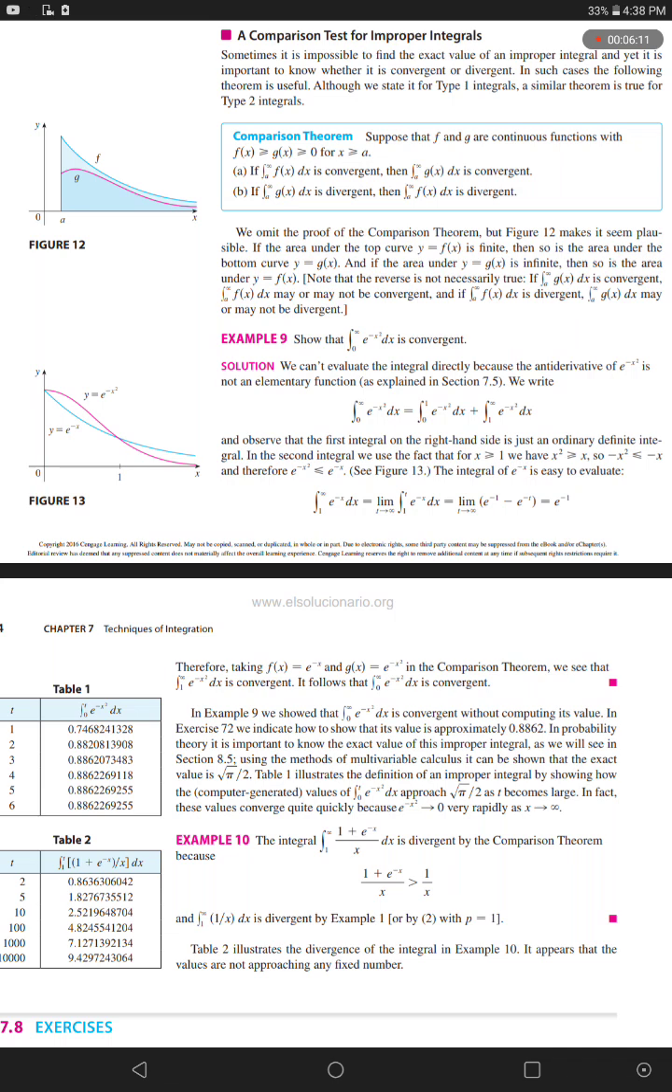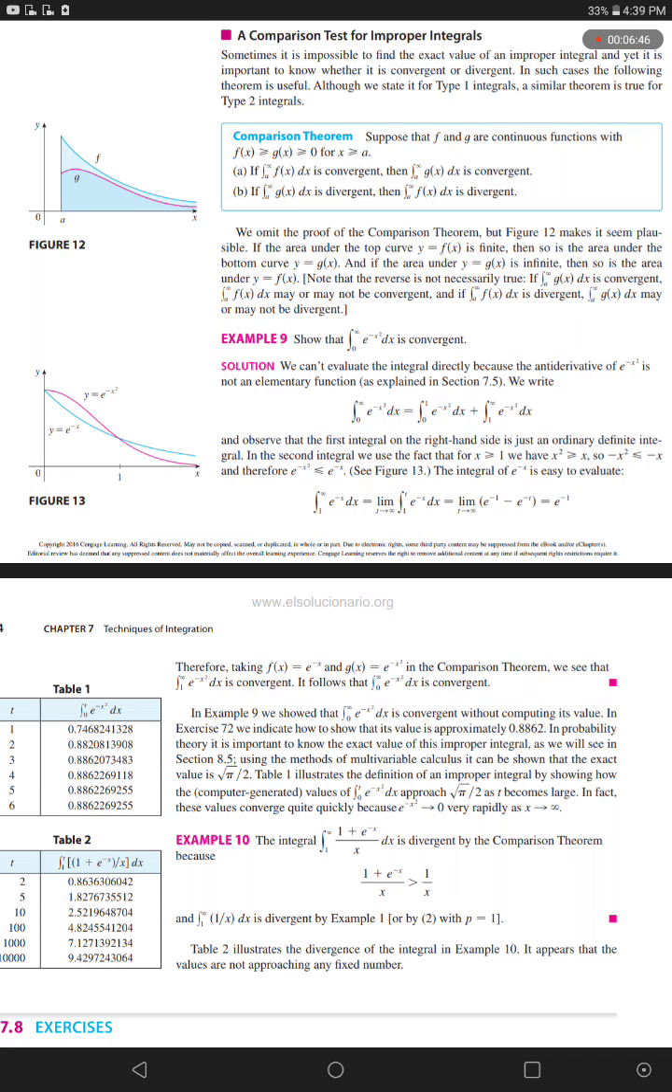Note that the converse is not necessarily true. If the integral from a to infinity of g of x dx is convergent, the integral from a to infinity of f of x dx may or may not be convergent. If the integral from a to infinity of f of x dx is divergent, the integral from a to infinity of g of x dx may or may not be divergent.